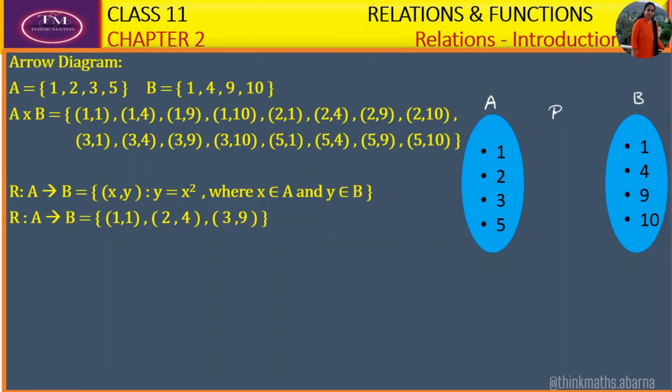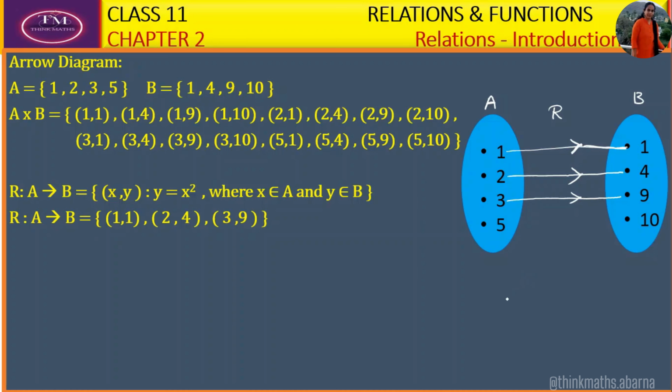Now we have to show the relation with arrows. What is the relation? It is 1, 1. So from 1 in A, you should draw an arrow to 1 in B. This is the first relation. Next one is 2, 4. So 2 from A and 4 from B, draw an arrow between them. Next 3, 9. Draw an arrow between 3 from A and 9 from B. This is the way to show the relation in an arrow diagram.